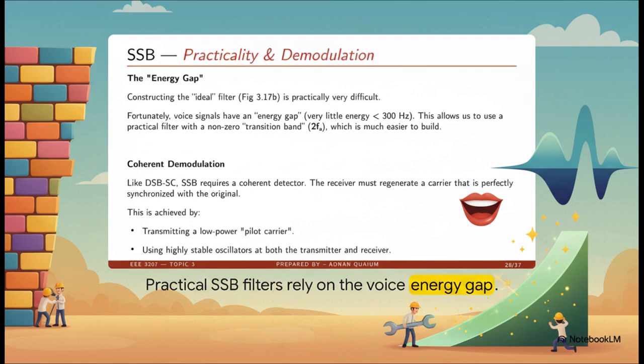The human voice actually has an energy gap. We produce almost no sound energy below 300 Hz. This empty space near the zero frequency mark gives engineers a tiny transition band, a physical margin of error, allowing them to build practical filters that slope down gradually instead of having to drop straight off a cliff. It's amazing when biology bails out engineering.